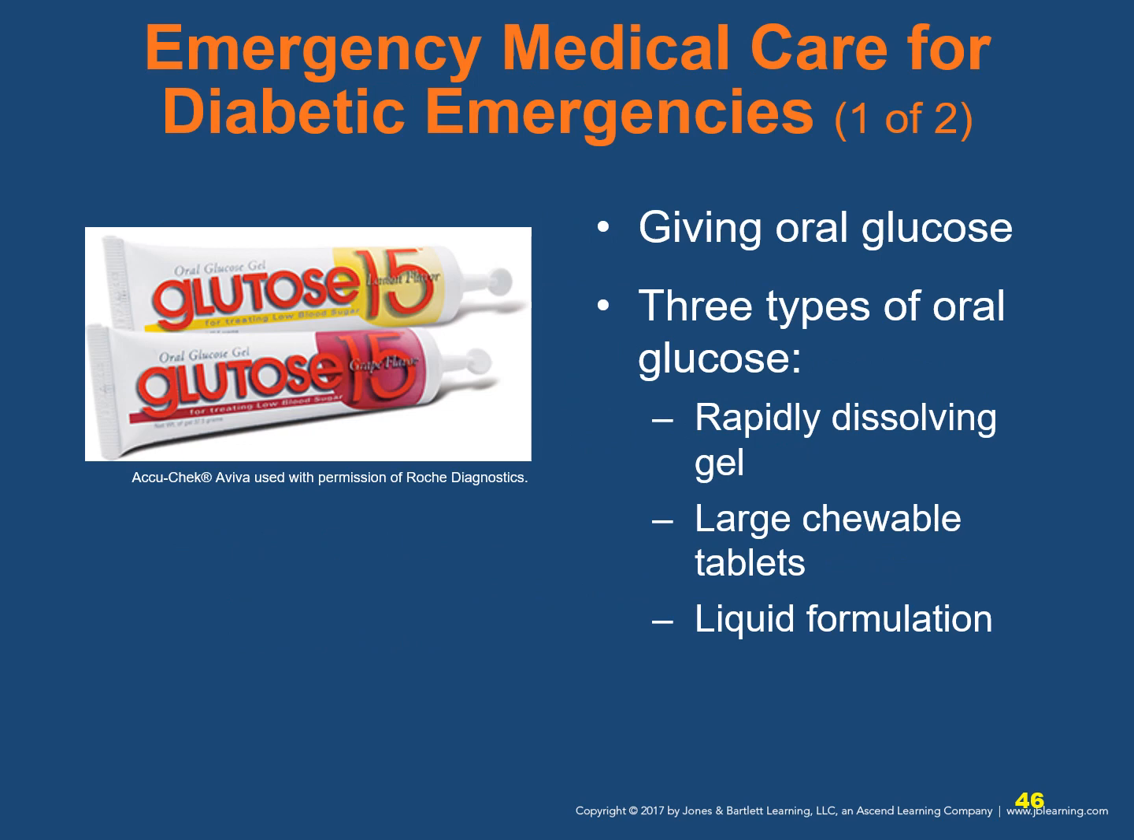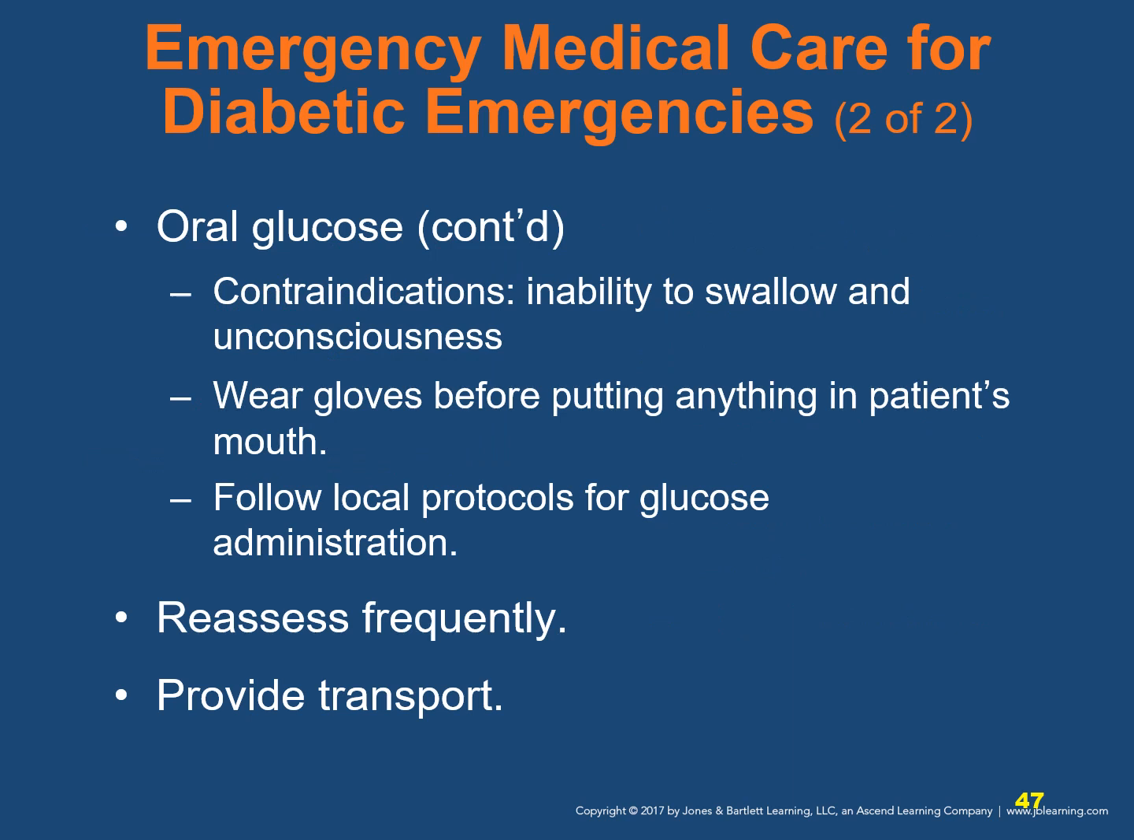So let's talk about emergency medical care for diabetic emergencies. Giving oral glucose: there are 3 types of oral glucose preparations available commercially. There's a rapidly dissolving gel, large chewable tablets, and a liquid formulation. The only contraindications are the inability to swallow and unconsciousness.